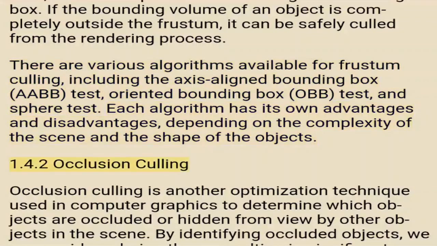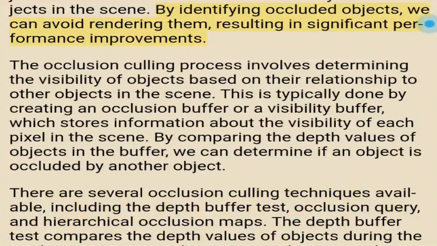1.4.2 Occlusion culling. Occlusion culling is another optimization technique used in computer graphics to determine which objects are occluded or hidden from view by other objects in the scene. By identifying occluded objects, we can avoid rendering them, resulting in significant performance improvements. The occlusion culling process involves determining the visibility of objects based on their relationship to other objects in the scene.